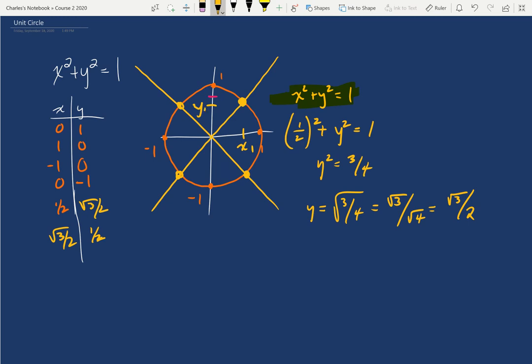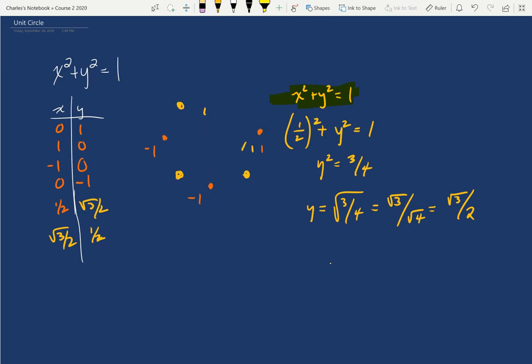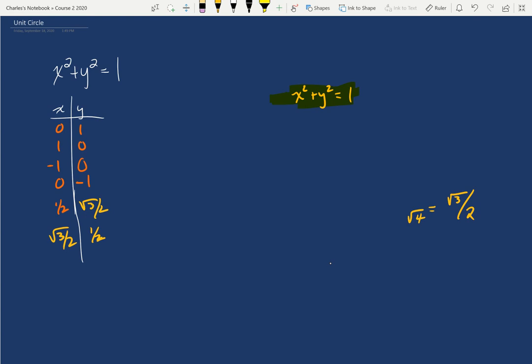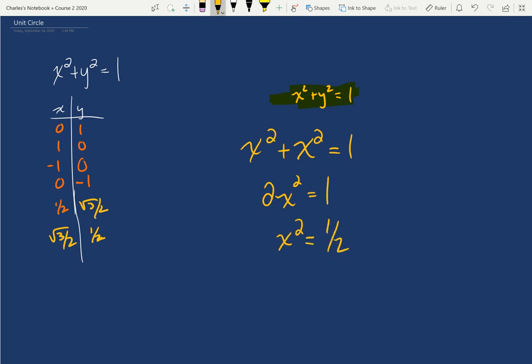Those are the points where x and y are equal. So those are 45 degrees. It's on the line y is equal to x. And so if I'm going to try to figure out what those points are, I could go back to my original equation and set it up. I'm not plugging in for either one of them, but I know since they're the same, I could write it like x squared plus x squared is equal to 1, which means 2x squared is equal to 1, which means x squared is equal to 1/2, which means x is equal to the square root of 1 over 2, which is the same as the square root of 1 over the square root of 2.